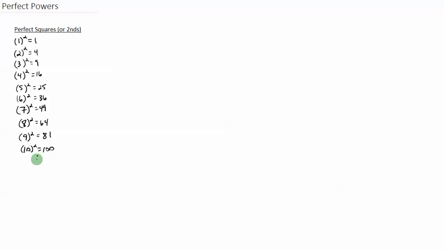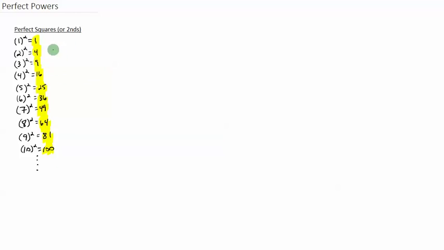And of course we could keep going with this list. Those numbers should be pretty familiar. The perfect squares are the numbers that you get here. They're the result of squaring something, okay? So those are the perfect square numbers, and that list keeps going.